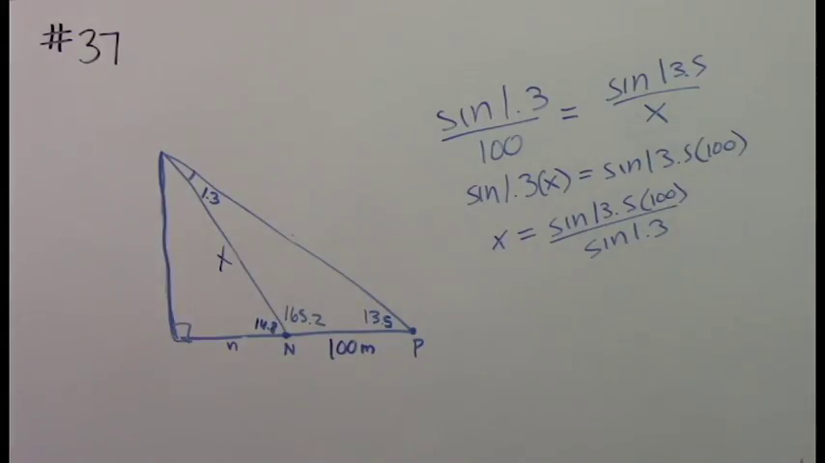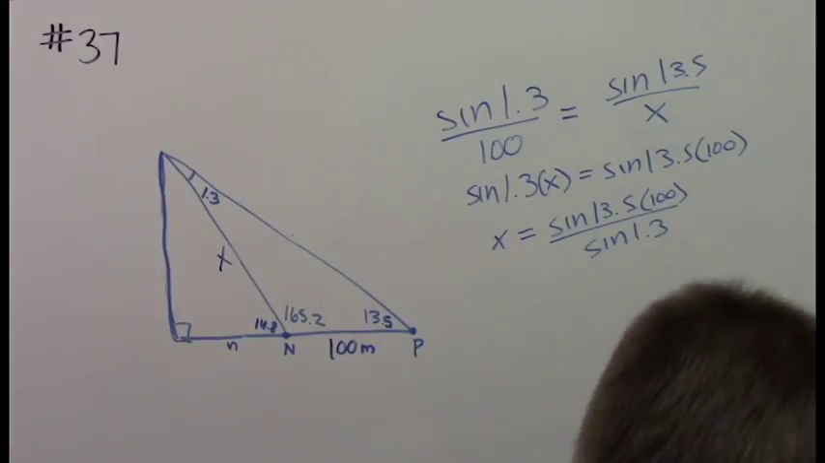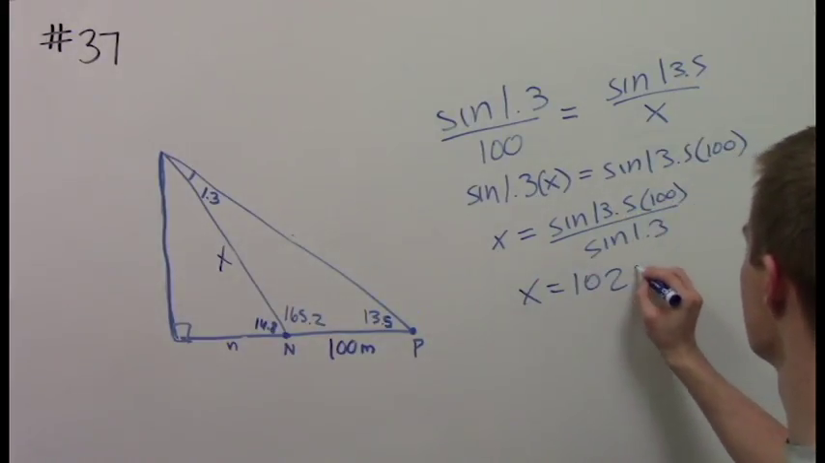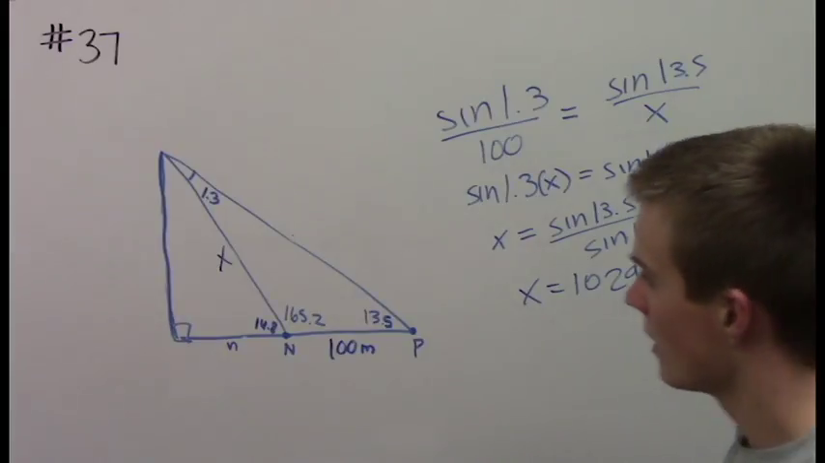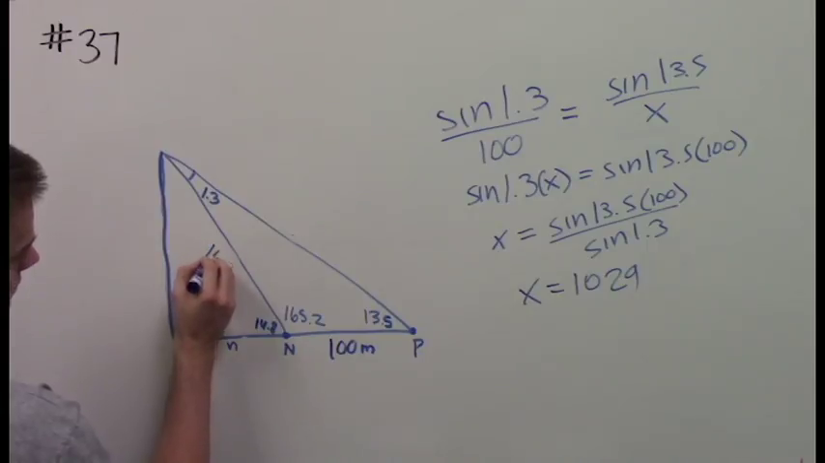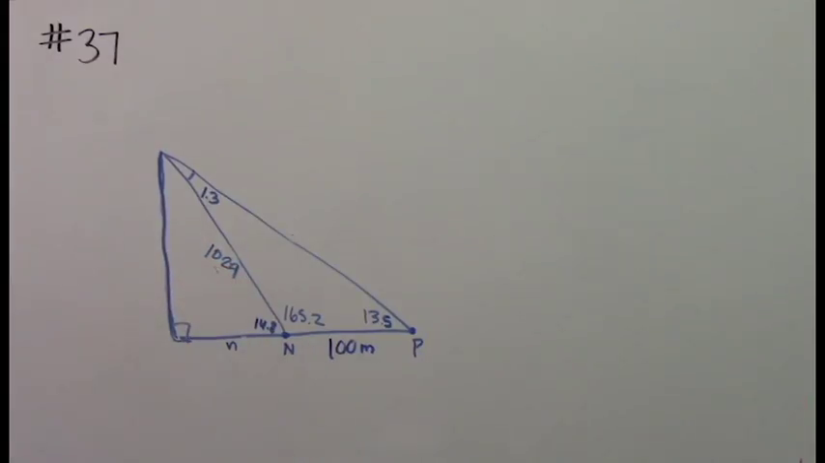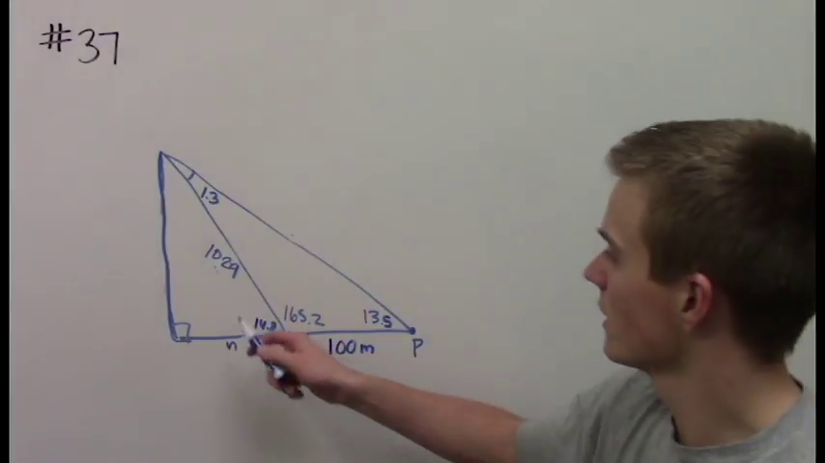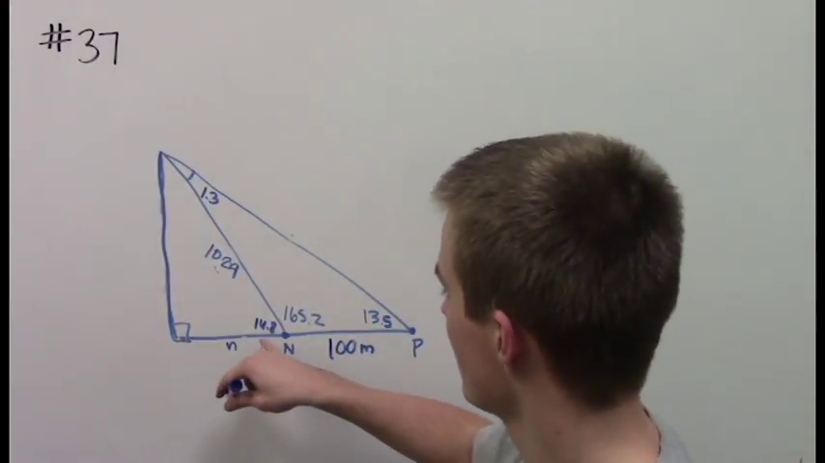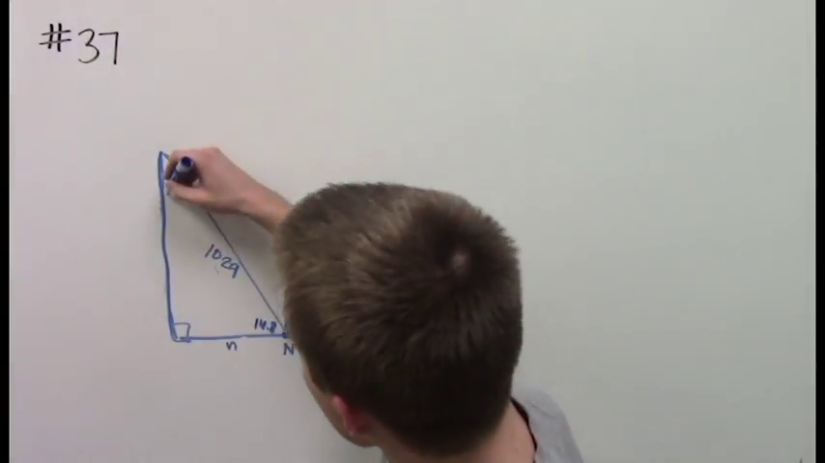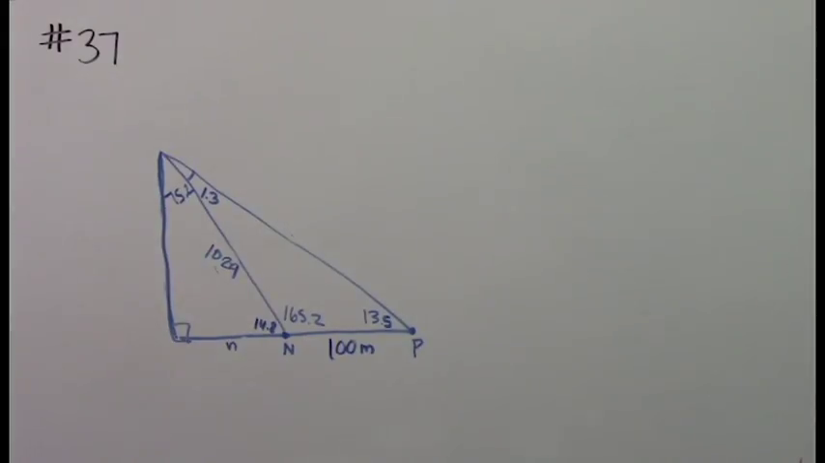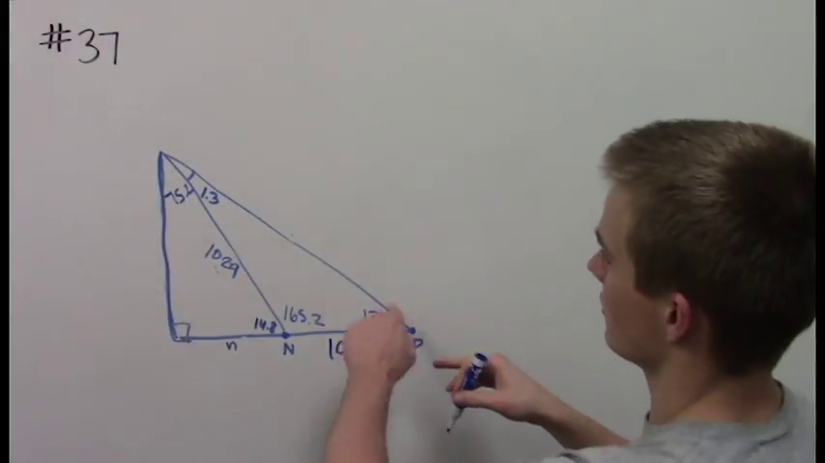And when we put that into the calculator, we get 1029. So x is equal to 1029. And now we can write that into this triangle. So now that we calculated this length, what we're going to do is just solve for this angle right here. And we just take 180 minus 90 minus 14.8, and that would give us 75.2.